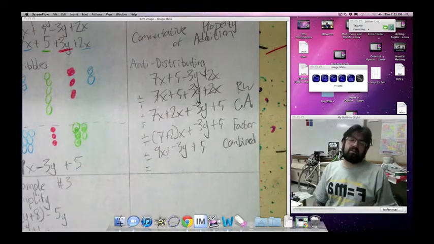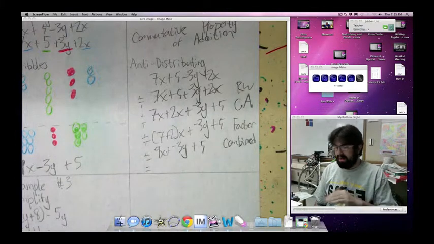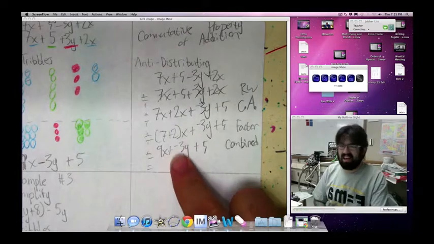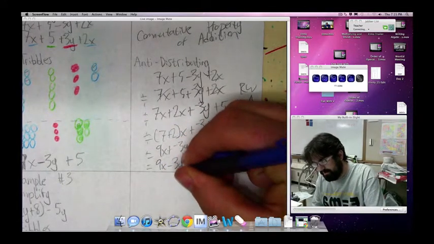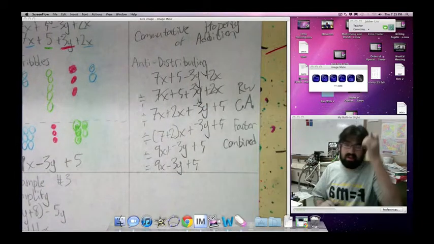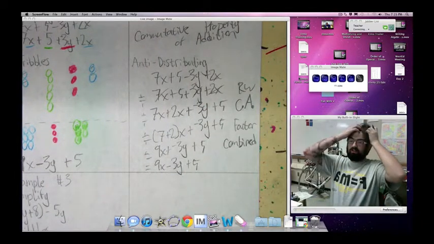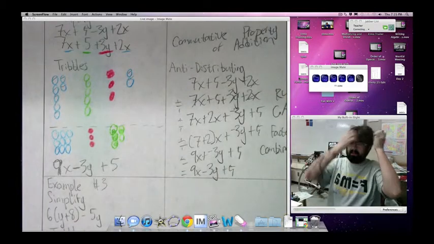Now, this is my last step. I call it cleanup. You're not going to see plus negative on a test. You're going to see it as 9x minus 3y plus 5. And I do that at the very end. So again, both answers, 9x minus 3y.